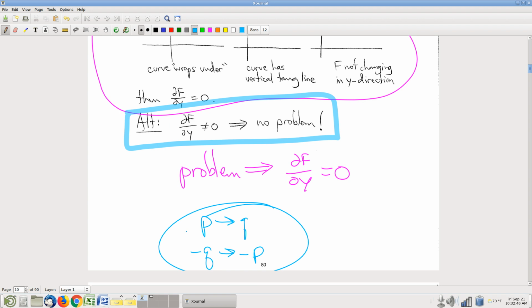And so anyway, it's in the form of the contrapositive that we actually get what I'm going to call a convenient test. And the test goes like this. Whatever this function is, whose level set is the curve in question, if you take the partial of that with respect to y and you get not 0, you're good.